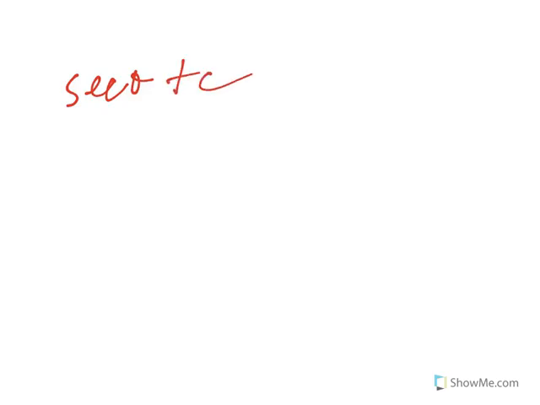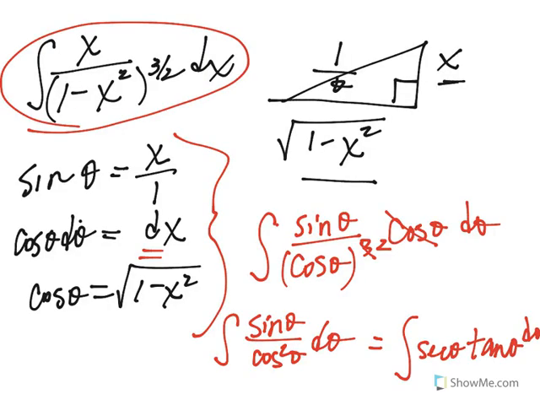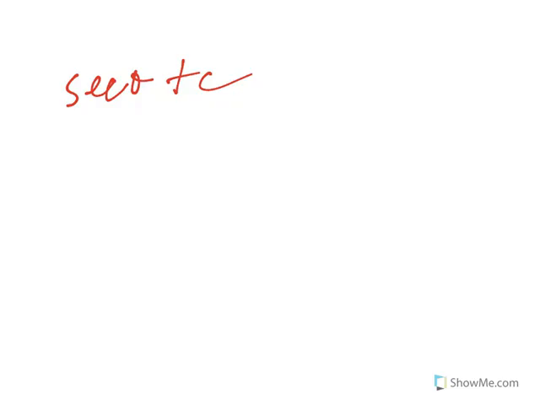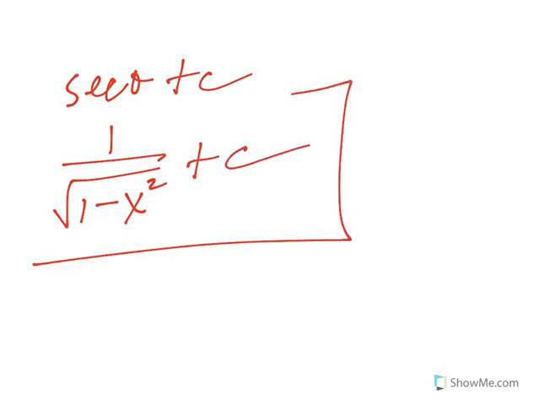I cannot have an answer in terms of theta, so I go back and I look at my triangle. Secant is hypotenuse over adjacent, so it's 1 over the square root of 1 minus x squared plus c.